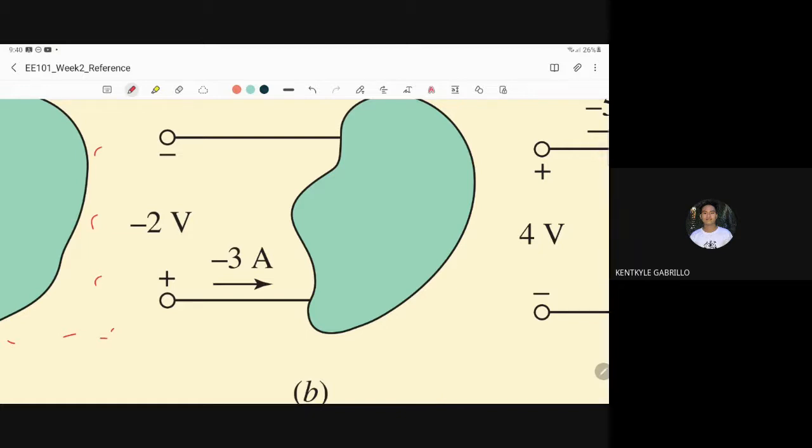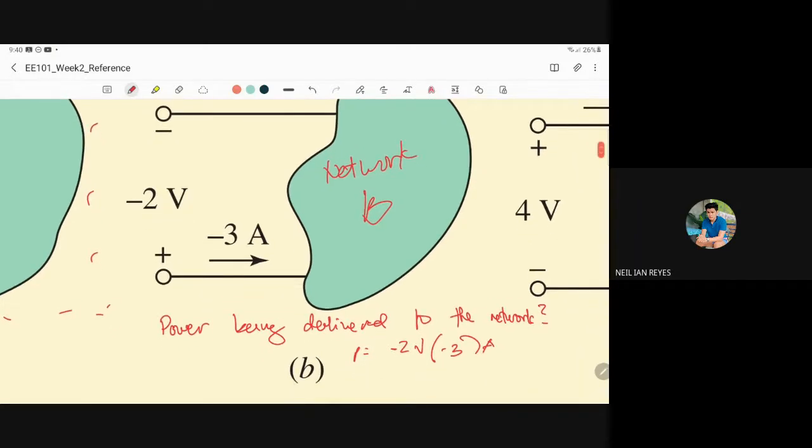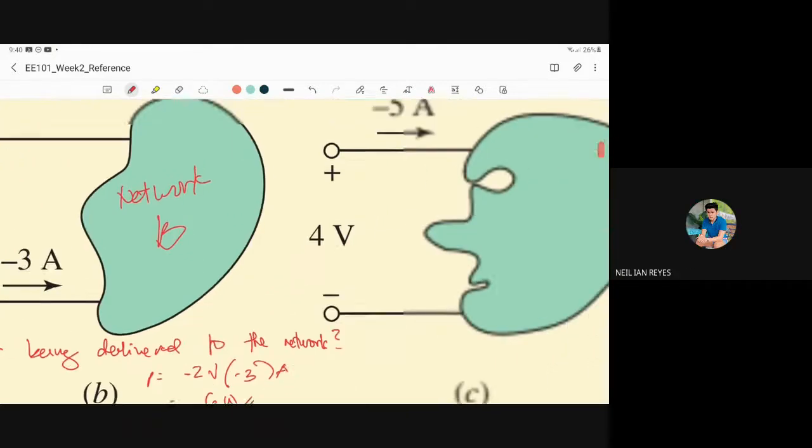Power being delivered to the network. Network B ni siya. We have network B here. Okay, so power being delivered to the element, to the network. Pila? 6 watts gyapon, sir. P is equal to negative 2 V times negative 3 A. So 6 naatay watts. 6 watts. So how about power being absorbed by the network? 6 watts gyapon, sir. Very good.